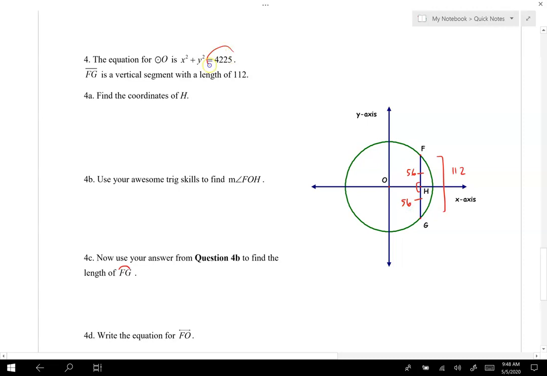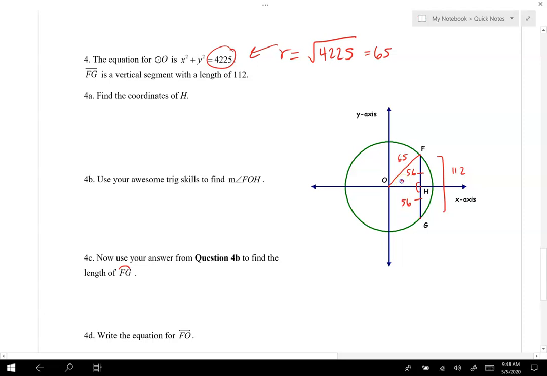And then I do know the radius. Radius is the square root of that number. That's a really large number. The square root of 4,225 is 65. All right, so those are all the things I know. Ooh, find the coordinates of h.